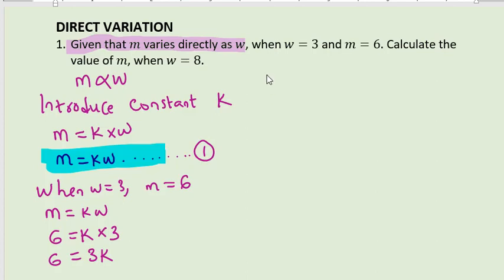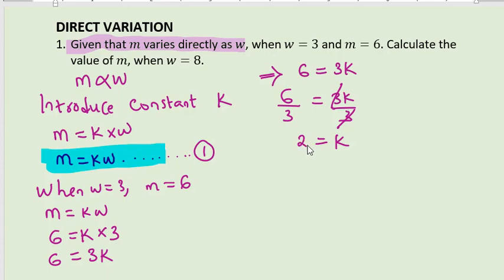Okay, so at this point let's continue from this other side. So we'll have that 6 is equal to 3k. Now we'll have a number and a variable, so I have to divide both sides by 3 to figure out the value of k. So let's divide both sides by 3. 6 divided by 3 is equal to 3k divided by 3. That's one way to isolate k or make k the subject of the formula. So the 3's cancel out and k stands alone. 6 divided by 3 is 2. So therefore k is equal to 2.